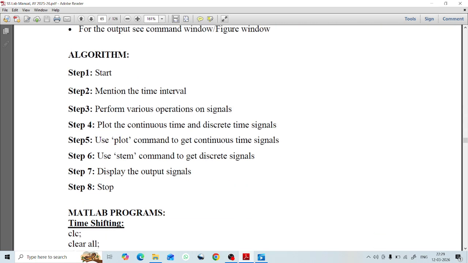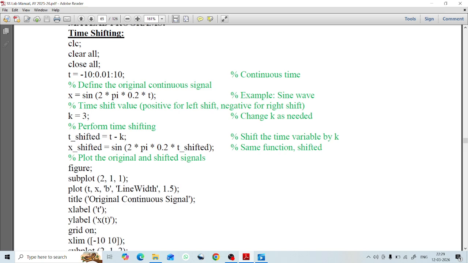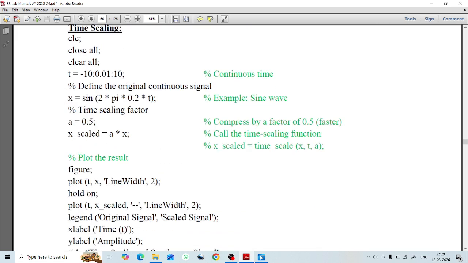So anyhow, we need to generate the code for this time scaling. Here we can see this. Close all, clear all. These are the general instructions. He is taking the signal representation from -10 to 10. The signal is minus sin 2 pi into 0.2 into t. So this is the original signal, sine, and this is the scaling factor, a equal to 0.5, and we need to scale with 0.5.